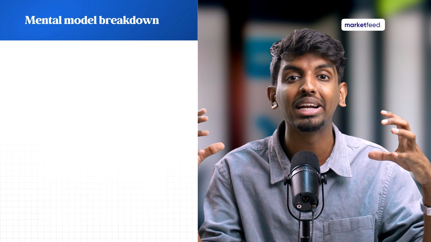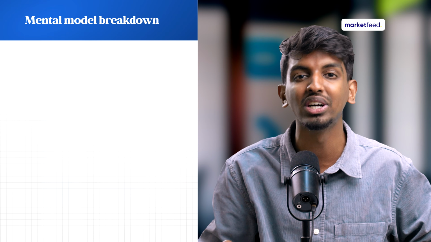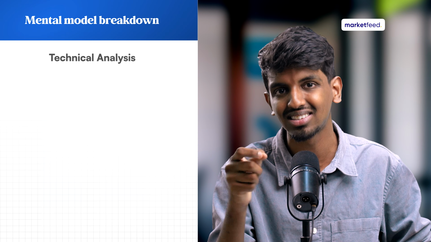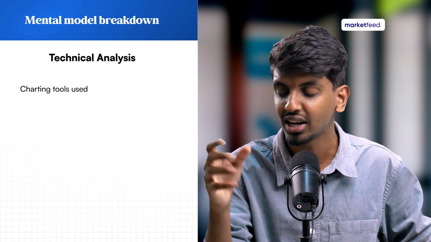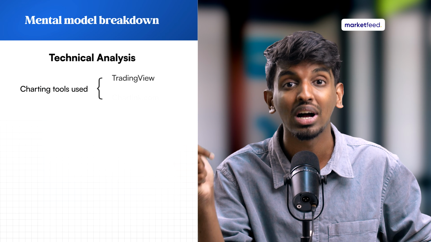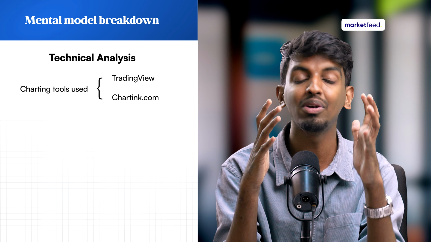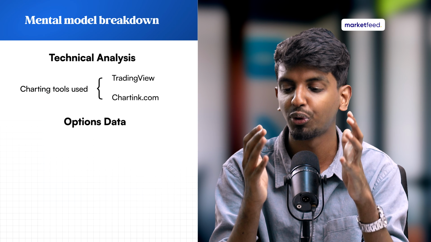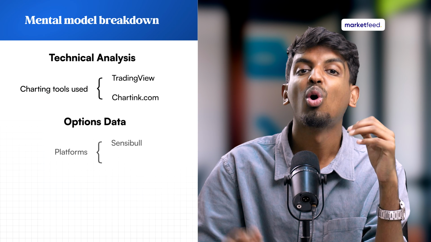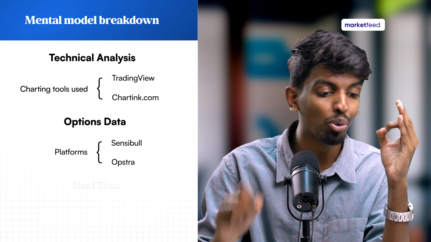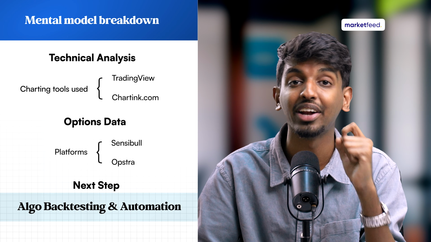I'm also giving you a mental model to think about. What did we do first? We first went into technical analysis. So charting was our first thing there. What all did we use? We used TradingView as well as charting.com. Then we got into options data. So for options data, you can use Sensibull or you can use Upstox. Now I want to get into algo backtesting and automation.